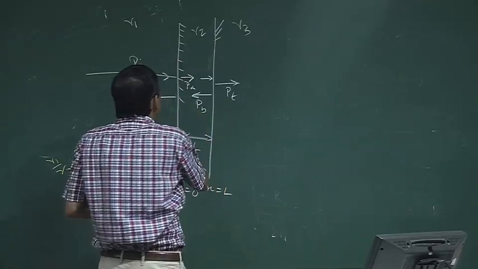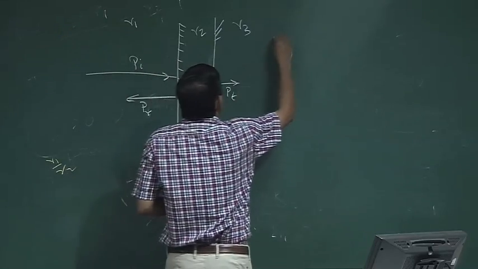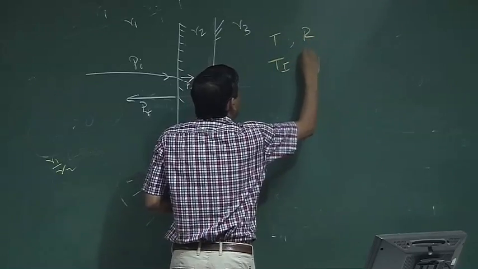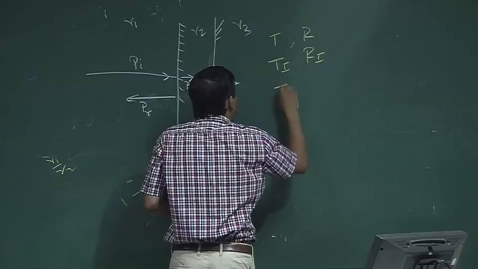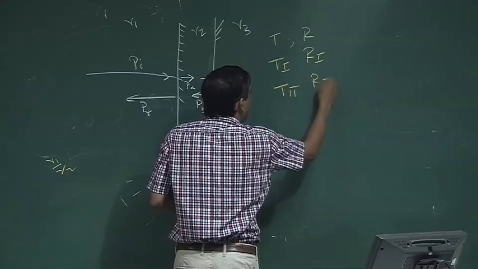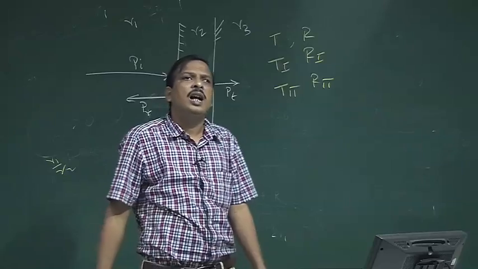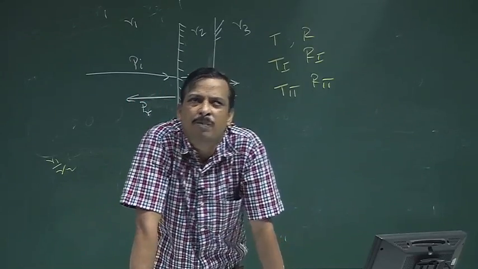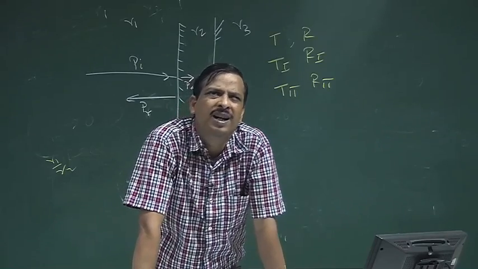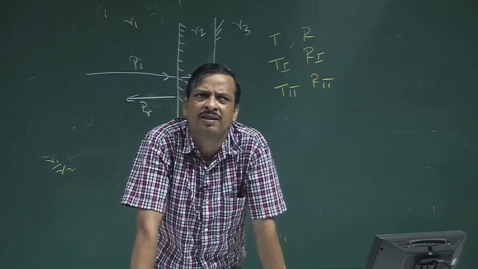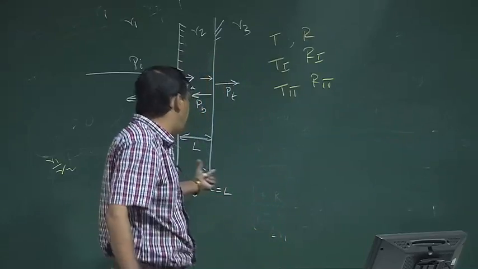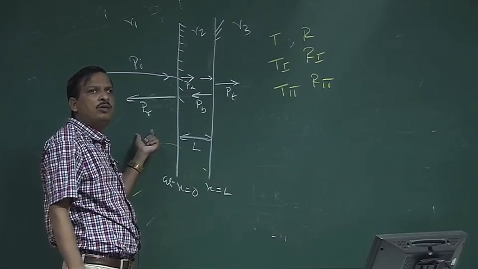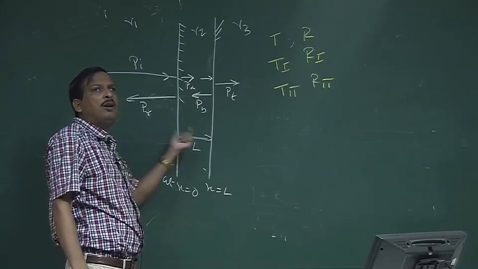So, I have to find out T and R. Then I can find the transmitted intensity coefficient and reflected intensity coefficient, and then the transmitted power coefficient and reflected power coefficient. I can also find out the effect of L. If L increases, the transmitted power will be reduced. If L decreases, the transmitted power will increase. So, what effect L has on the sound transmission, I want to find out. That is called the three-boundary transmission.